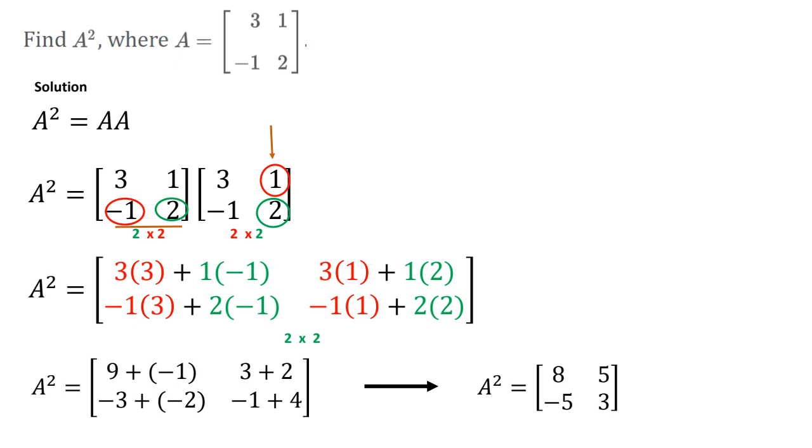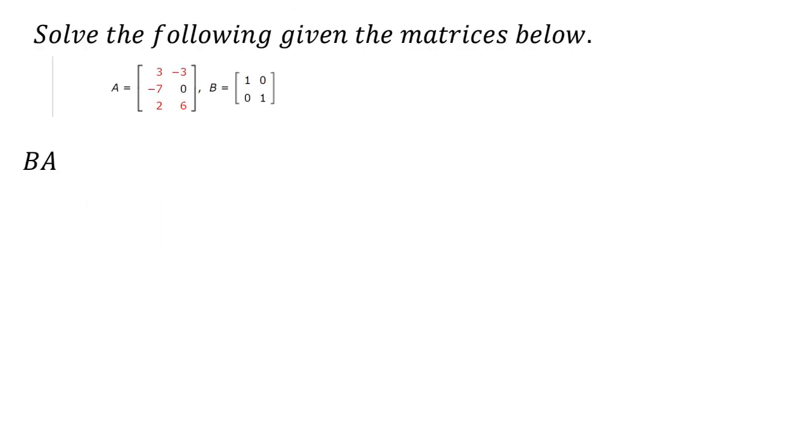I think I have time for one more example. Let's use up all of our time. I want to catch all of them, do all of it. So solve the following given the matrices below. We have A, which is a 3x2 matrix, and I have B, which is a square matrix, a 2x2 matrix. And it says multiply B times A.